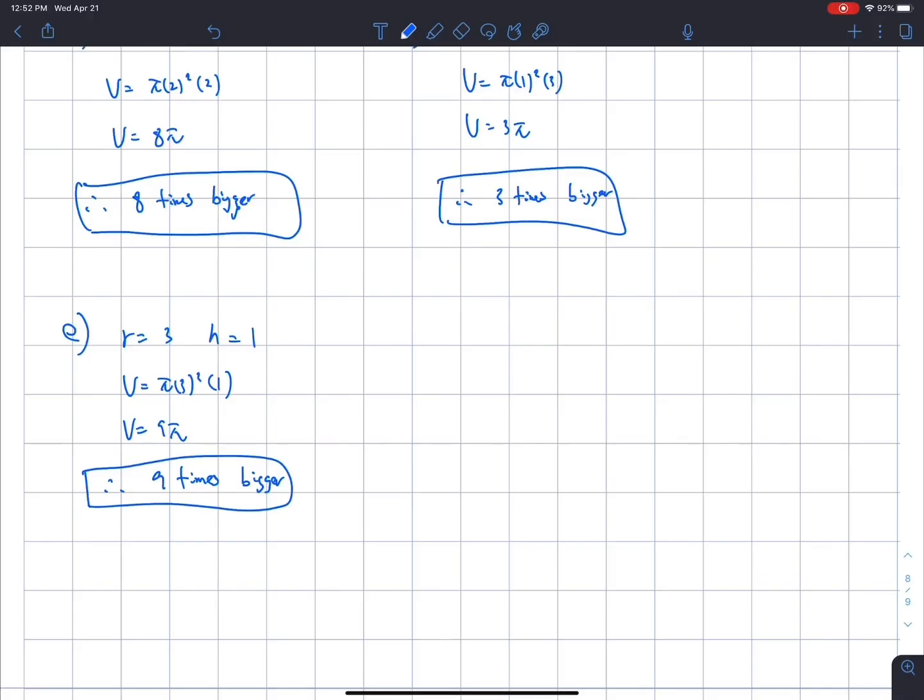F, triple the height and the radius, so radius is 3 and the height is 3. Volume will be pi times 3 squared times 3, so we get 27 pi. So we can say the volume is 27 times bigger.